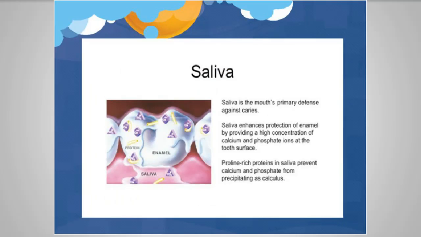It's the mouth's primary defense mechanism against caries. It enhances the protection of the enamel by providing a high concentration of calcium and phosphate ions to the tooth surface. And along with the proline-rich proteins in the saliva, the calcium and the phosphates help to prevent the precipitation of calculus. When everything is in balance and the appropriate proteins are present, calculus formation doesn't occur. It's when things are out of balance that we have to worry about that and deal with that on a day-to-day basis.